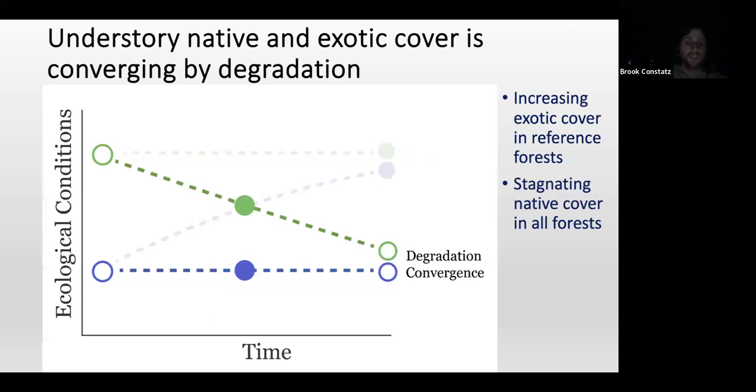And if you group everything by native and exotic cover, you're getting convergence, but from degradation, where exotic cover is increasing in reference forests and becoming more similar to exotic cover in restored forests, and you're getting a stagnation of native cover. So that's not improving or declining largely over time.